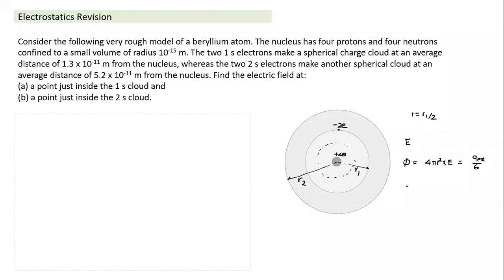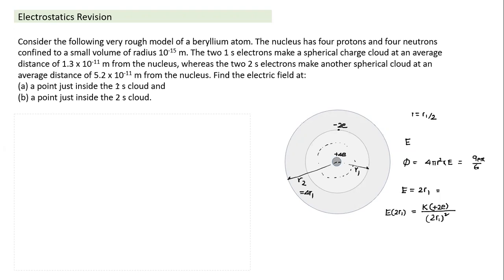If I have to find the field at a distance of 2r1, where r2 is equal to 4r1, what would the field be here at 2r1? Charge enclosed will be equal to plus 2e. So when you have to find it at 2r1, the charge enclosed will be plus 2e. So the field at 2r1 will be equal to k times the charge enclosed, plus 2e, divided by the square of the distance, (2r1) square. So any point just inside, just outside, anywhere we can calculate the field.